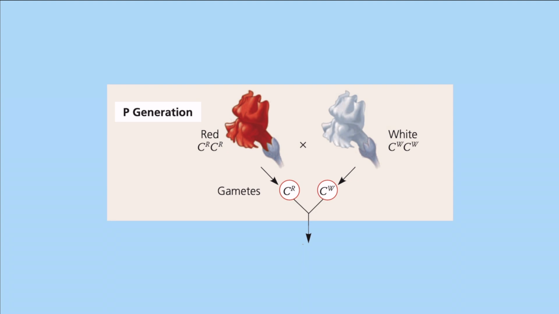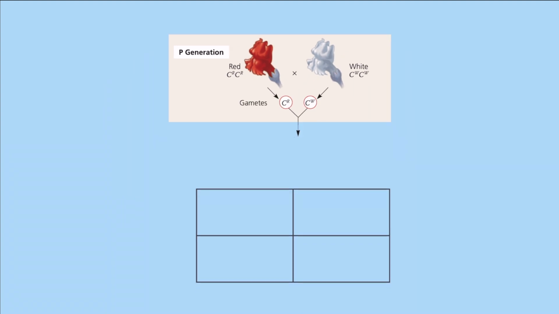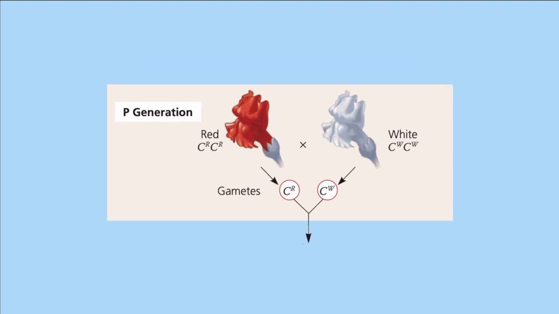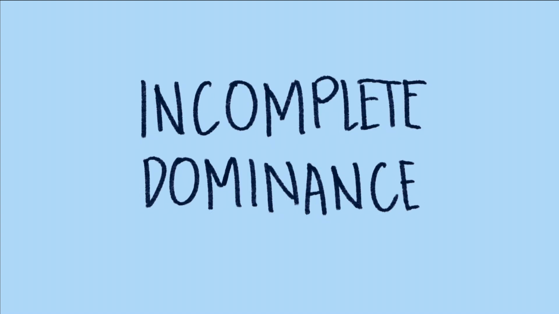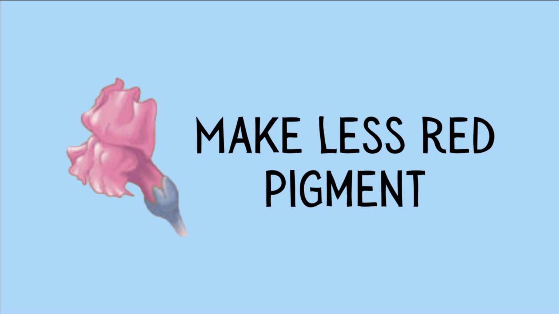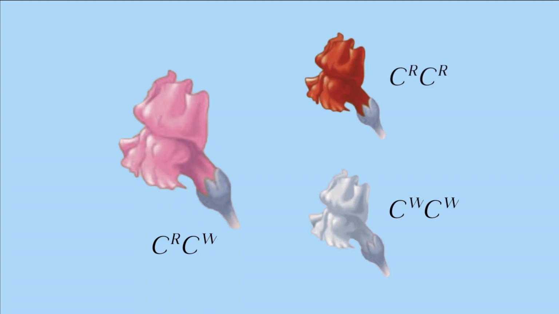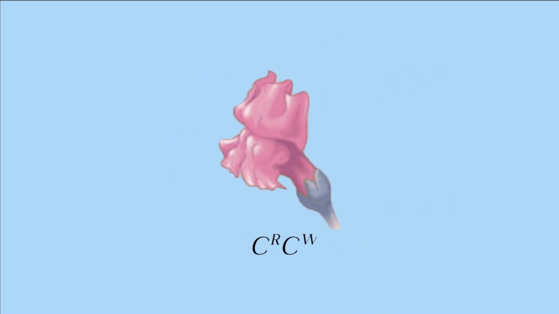Let's take a look at the cross between red snapdragons and white snapdragons. You might expect all the offspring to be red, right? But here's the twist. They're not red or white, they're pink. This phenomenon is called incomplete dominance. The pink color in the flowers happens because heterozygotes make less red pigment than flowers with two red alleles. In incomplete dominance, the heterozygote has a phenotype that is intermediate between the phenotype of the two homozygotes, which is often known as the blended phenotype.